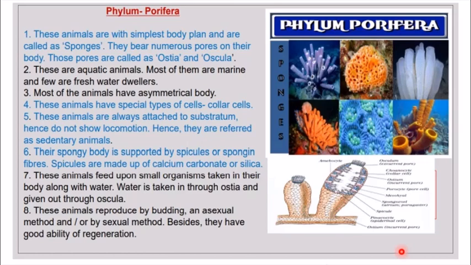Now the most common examples of Porifera are Scypha, Euplectella, and Euspongia, that is, the bath sponge. In earlier days the bath sponge was used, and nowadays we use artificial stuff, but earlier the natural bath sponge was removed from the ocean and people used it for rubbing and other purposes. So this is phylum Porifera, which includes all the sponges.